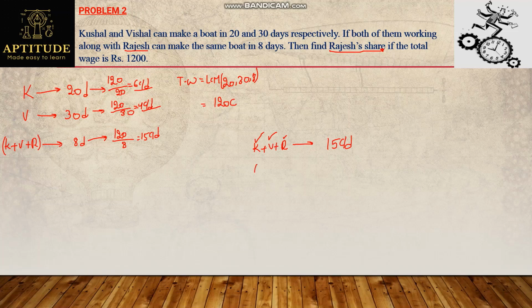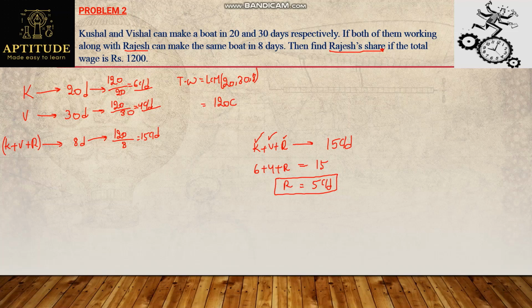So just substitute their efficiencies, by which I can find out Rajesh's efficiency clearly. Kushal's efficiency is 6, Vishal's is 4, and Rajesh's efficiency we need to find. So together efficiency is 15. So thereby getting Rajesh's efficiency as 15 minus 10, 5. So clearly we got here Rajesh's efficiency will be 5 chocolates per day, while Kushal's and Vishal's are already known to us.